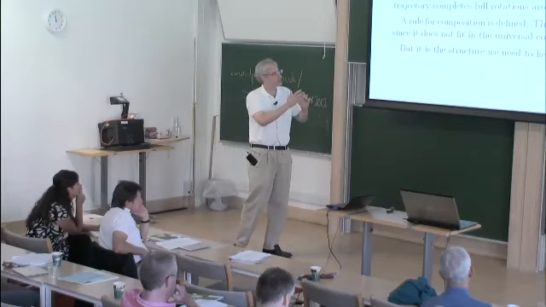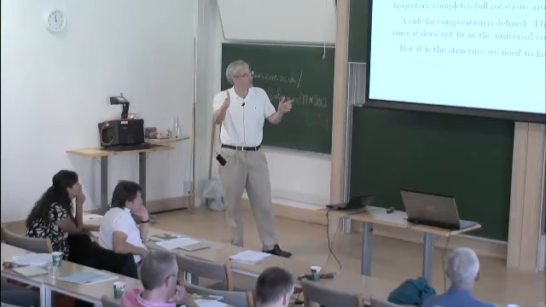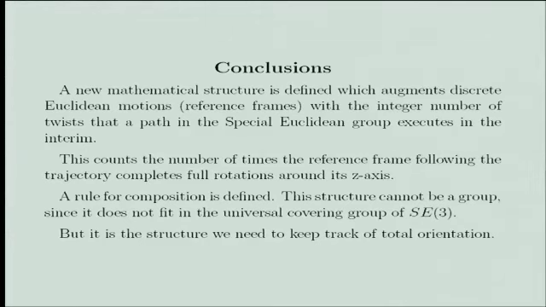This is an abstraction away from the DNA problem, but given the relationship between twist and linking number and all of that, I think you can see that this is a tool that could be used in the context of DNA modeling. So with that, I'll take any questions that there may be.